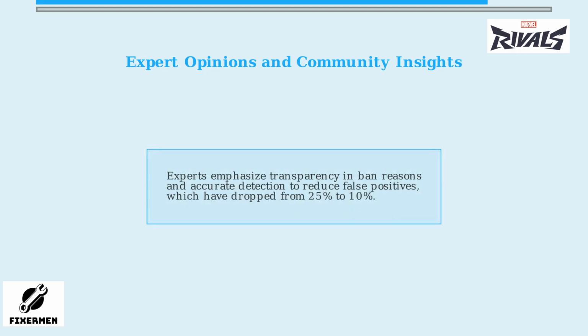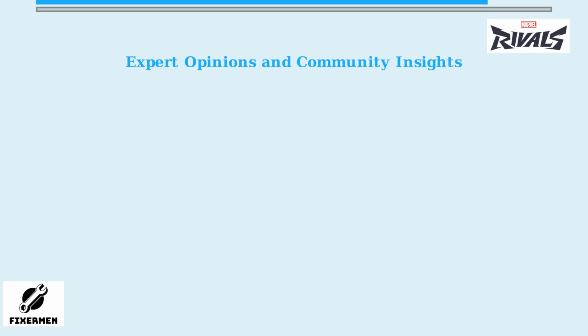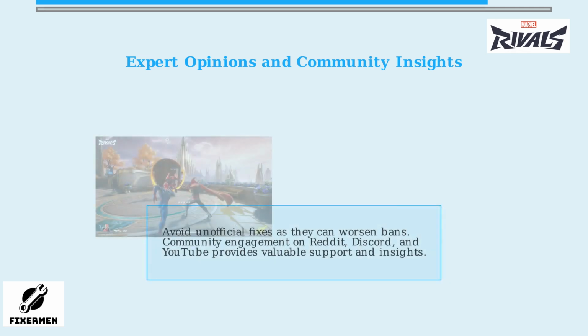However, experts also emphasize the importance of transparency and accurate detection. Recent improvements have reduced false positives from 25% in 2025 to just 10% in early 2026 through better AI monitoring. Many players and community experts strongly recommend avoiding unofficial fixes, as they can worsen your ban and complicate appeals. Instead, engaging with the Marvel Rivals community on platforms like Reddit, official Discord, and YouTube channels provides valuable insights and support during the process.